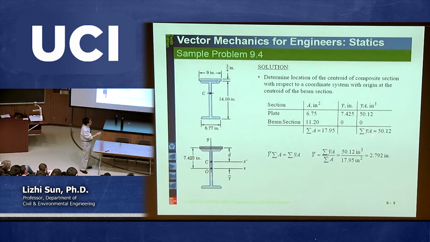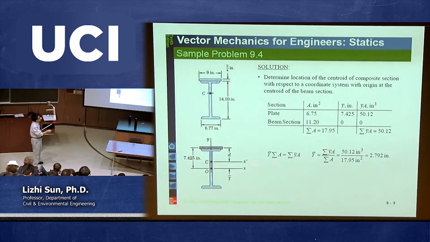Then look at the composite rule, right, in chapter 5. So the summation of this divided by this, that's equal to the capital y bar. So capital y bar is the centroid, y component of this overall geometry cross-section. Okay? So you just put those numbers here, divided by 17.95, you get 2.792. So this is y bar for the global cross-section.